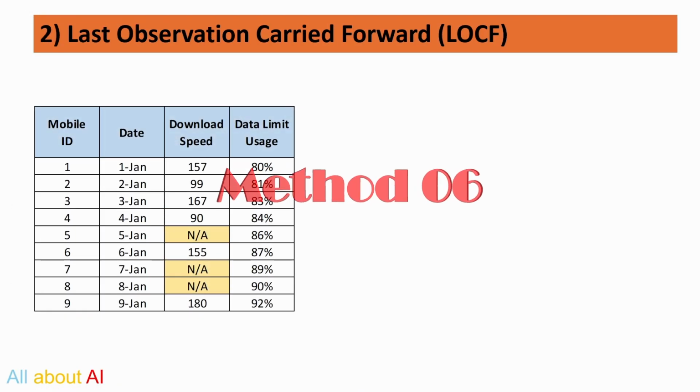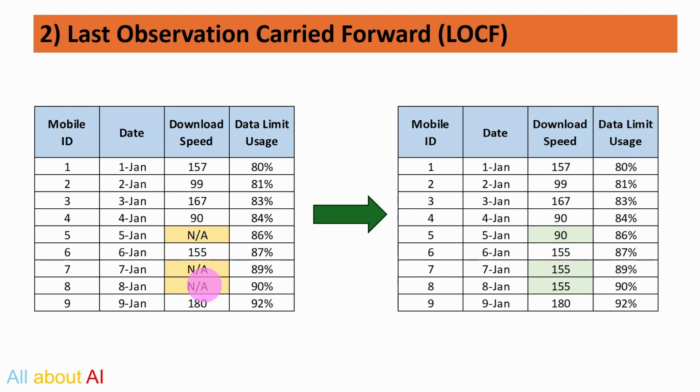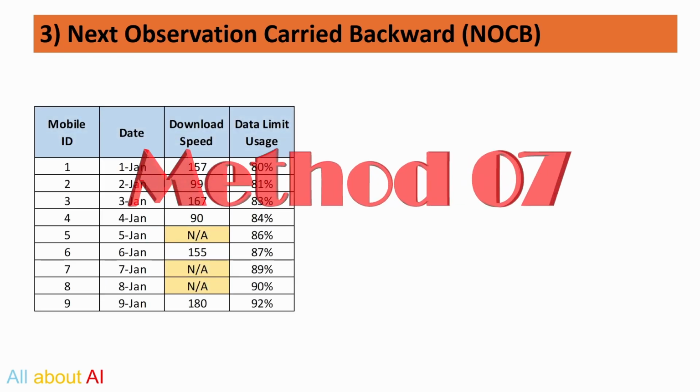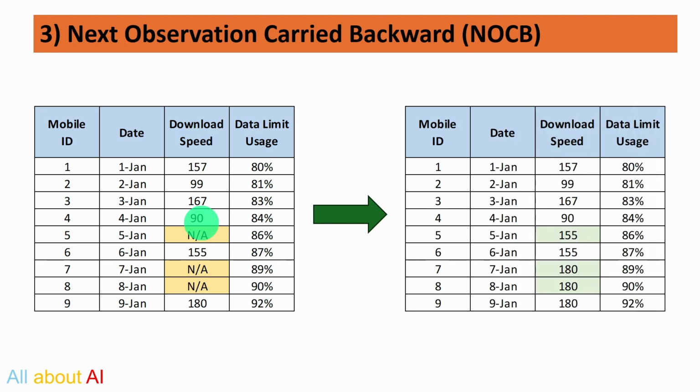Next is last observation carried forward. Download speed. We have missing values in these three records. Now what we can do is carry forward the last observation. So in this case, 90 will move to this field. Similarly, 155 will be carried to this and this. Next, next observation carried backward, NOCB. So in this case, we can see download speed. There are a few missing values, and values will be propagated backward. So if you see, 155 moved here and 180 moved to both these records.